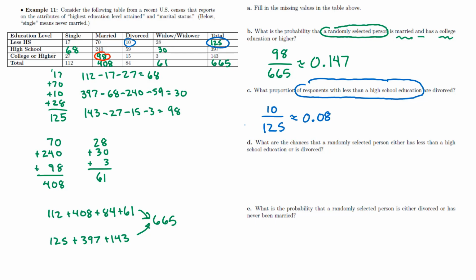Again, that's what we refer to as a conditional probability, right? We know the condition of the person is that they have less than a high school education. We know that before we even ask our question.